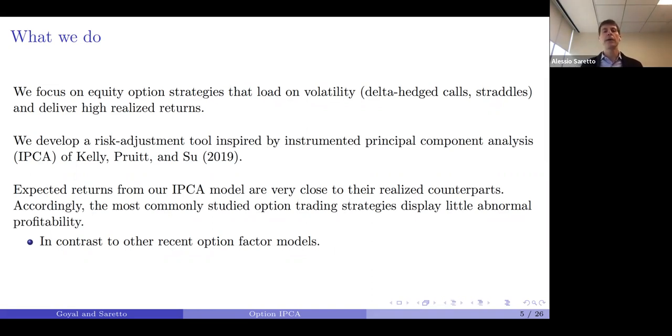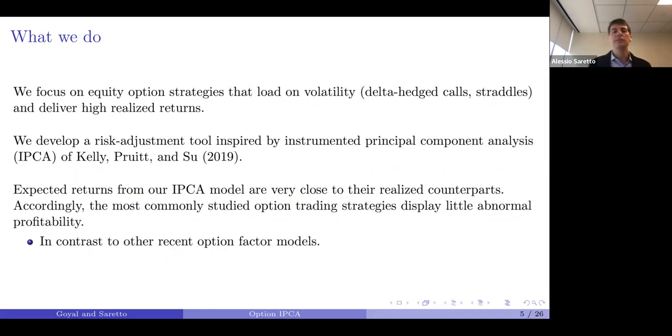IPCA was introduced by Kelly, Pruitt, and Su. It's a very successful tool. It has been applied to a bunch of different other asset spaces. And I will try to explain, it's actually not as arcane as it might sound. It's a pretty simple tool.